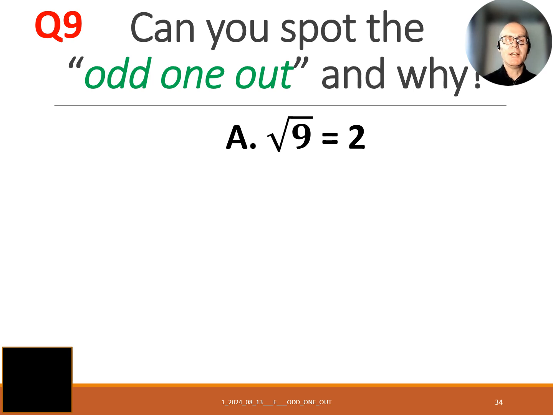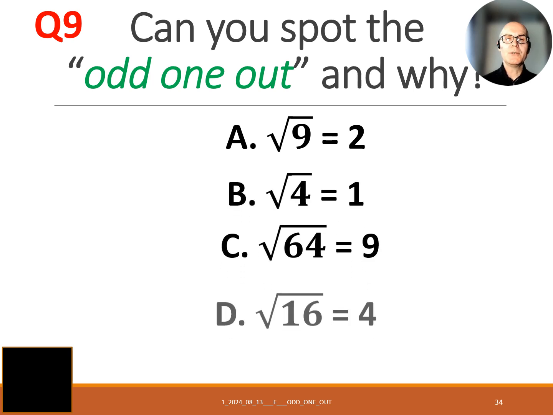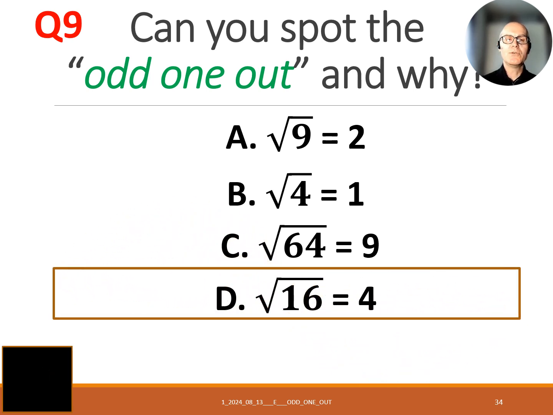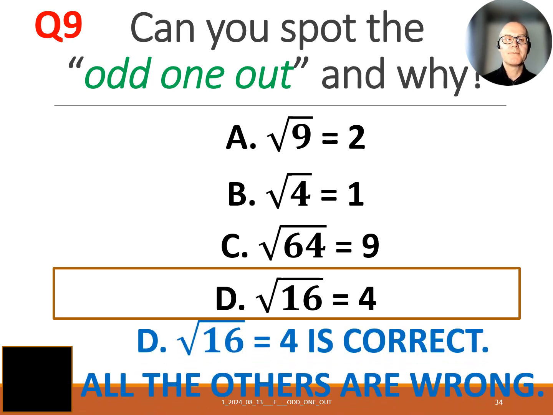This is a question identifying the correct answer for the square root. Square root of 9 equals 2, square root of 4 equals 1, square root of 64 equals 9, and the square root of 16 equals 4. Only one of these answers is actually correct, and the correct one, of course, is the square root of 16 equals 4. The other three are incorrect.